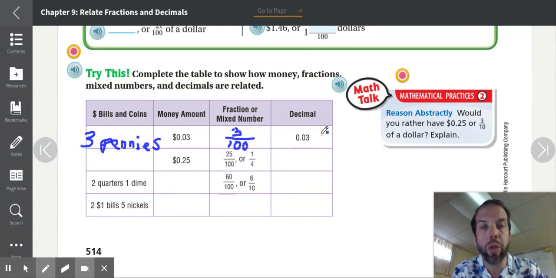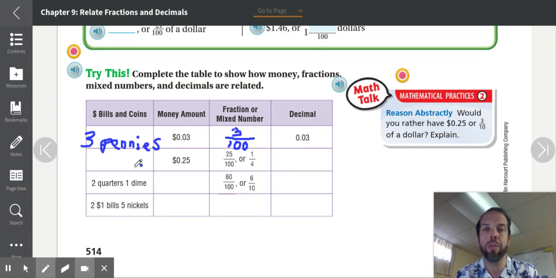And again, guys, look at your decimal. We would read this decimal as 3 hundredths. That also can help us know how to write it as a fraction. So 3/100.